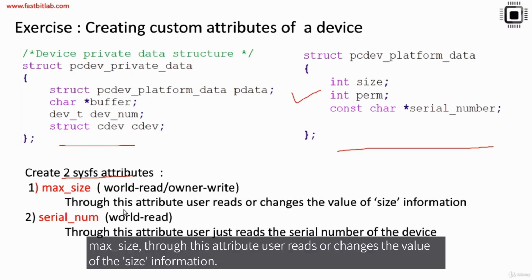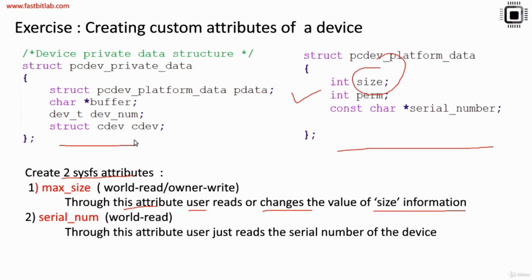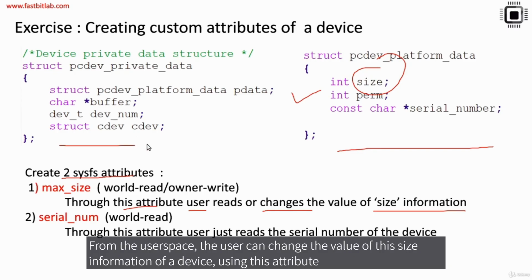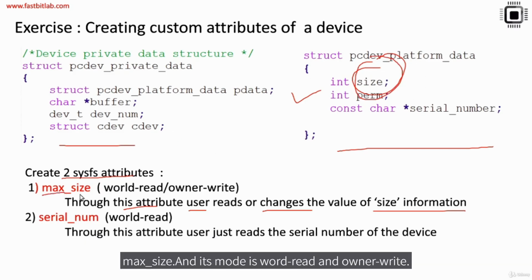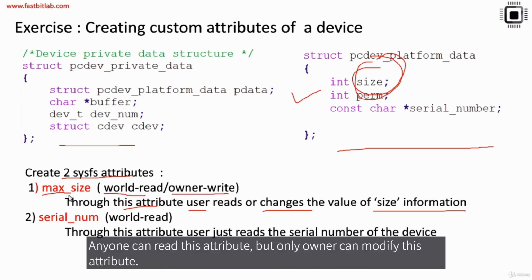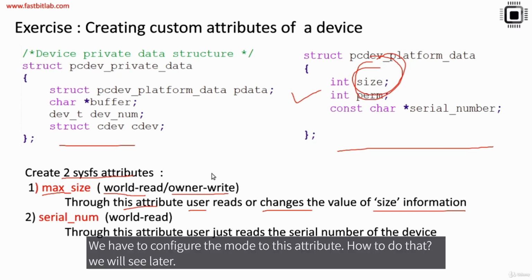Max_size, through this attribute, user reads or changes the value of the size information. From the user space, the user can change the value of this size information of a device using this attribute max_size. And its mode is world read and owner write. Anyone can read this attribute, but only owner can modify this attribute. We have to configure the mode for this attribute. How to do that, we'll see later.